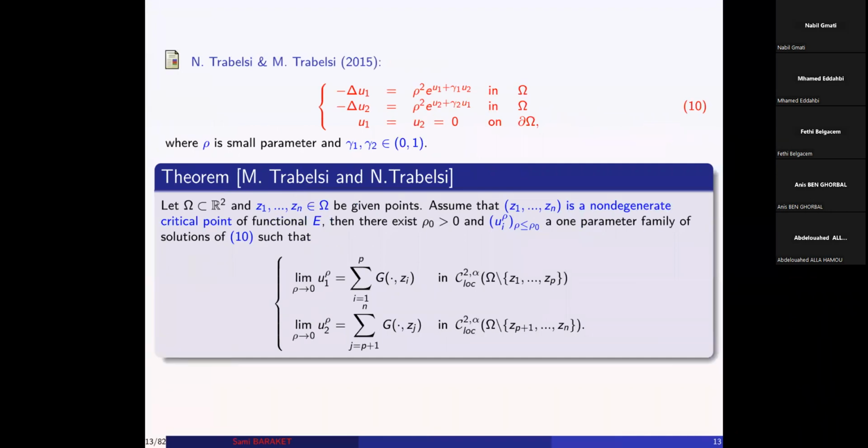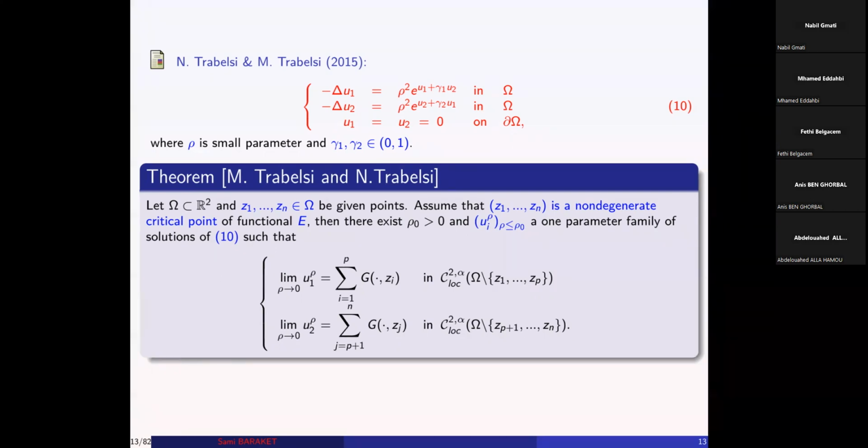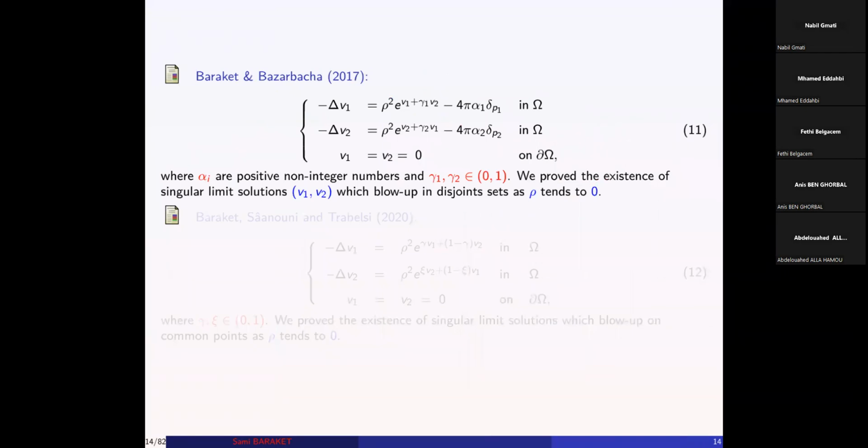Now, in order to simplify this kind of problem, we consider only 2 equations. The first time, Nihed and Mariam Trabelsi considered the following problem and constructed solutions u1 and u2 when the sets of blow-up points are disjoint. u1 has blow-up at points z1 to zp, and u2 has blow-up at points zp+1 to zn. Later, in collaboration with Bazarbacha, we added some Dirac masses, delta_{p1} and delta_{p2}, and we obtained a similar result as Mariam and Nihed Trabelsi.